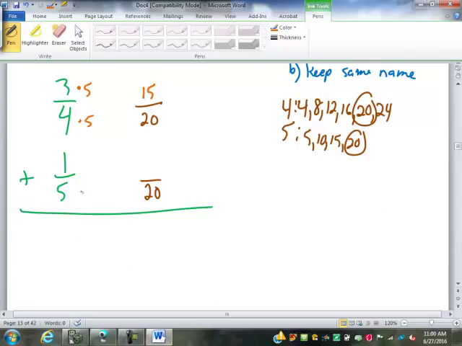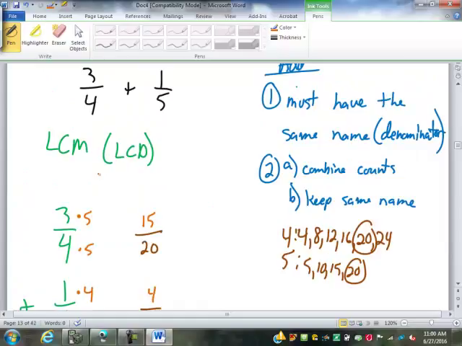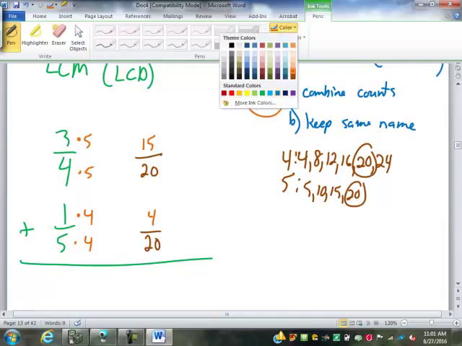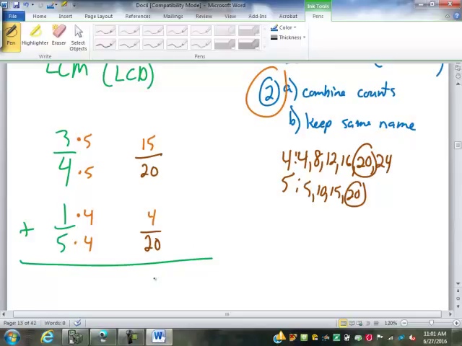So down here, what did we do to the 5 to turn it into a 20? Multiply by 4. So what do we have to do to the 1? Multiply by 4, which gives us 4. Now that we have the same name, we're on to step 2. We combine the counts. What are the counts here? Yeah, the 15 and the 4 are the counts, which add up to 19. And then we keep the same name, which is the 20. So 19/20.